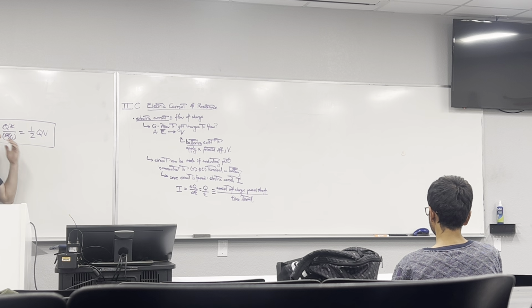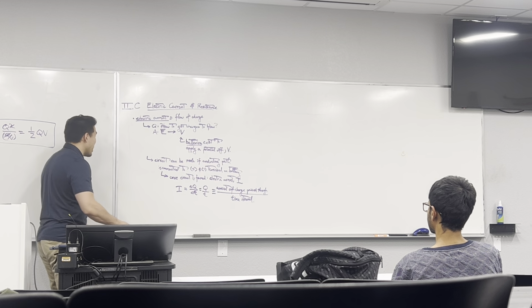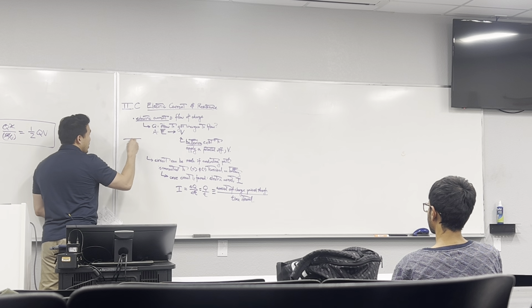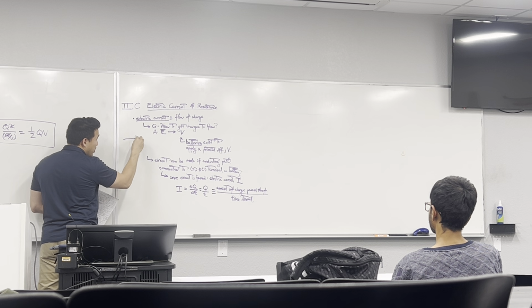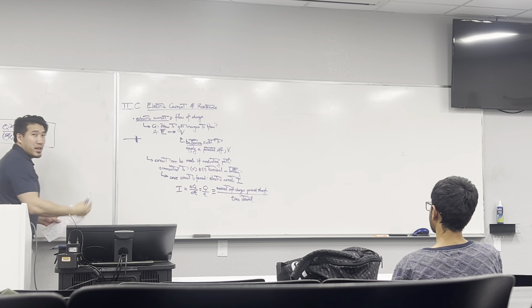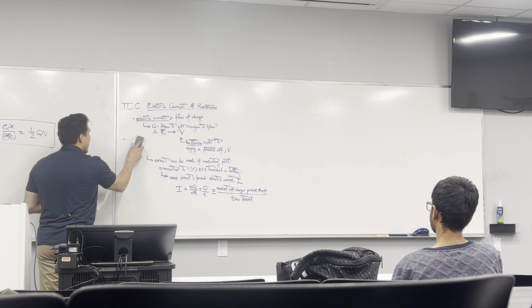So we can define how much electric current we have by simply measuring. Let's say here's a wire and we're looking at this position right here. How much charge is passing through this point in a given time duration?